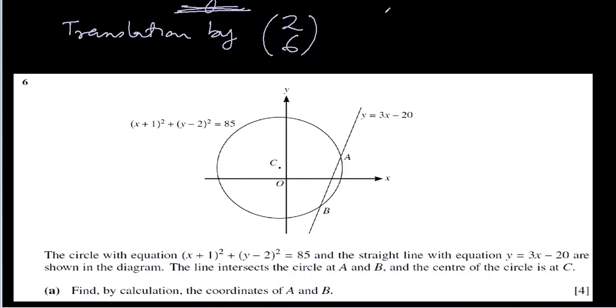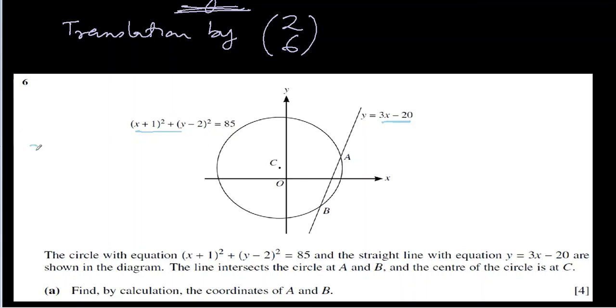Since the points A and B both lie on the circle, that means they will satisfy the equation of the circle, which is this, right? So let's plug in 3x − 20 in place of y in the equation of the circle, because these 2 points are on the line as well, and that will give us a quadratic equation which will give us 2 points. All right, so let's do it here.